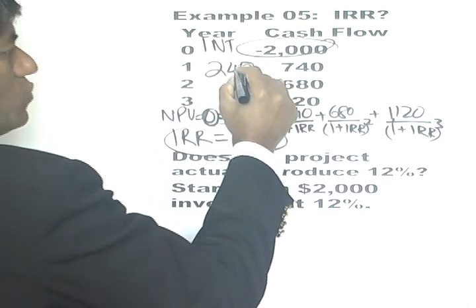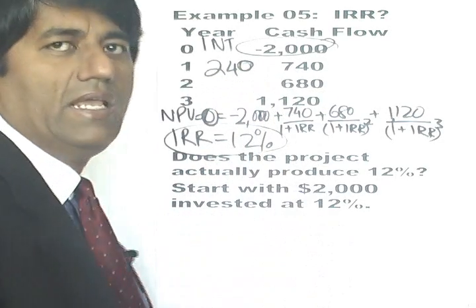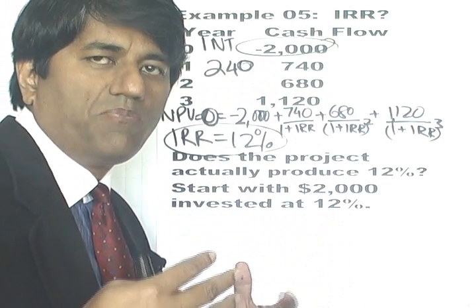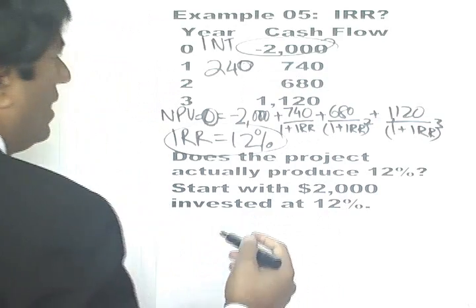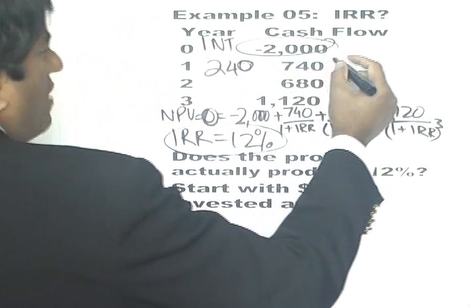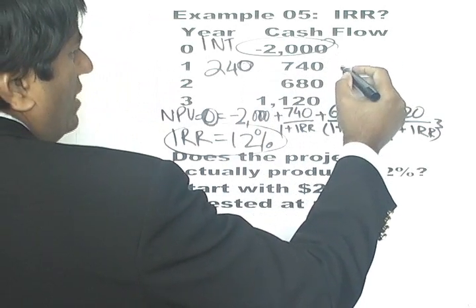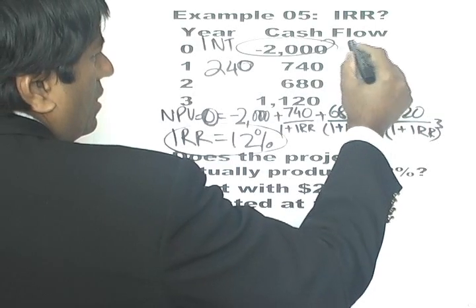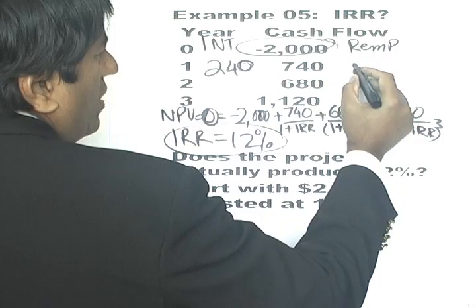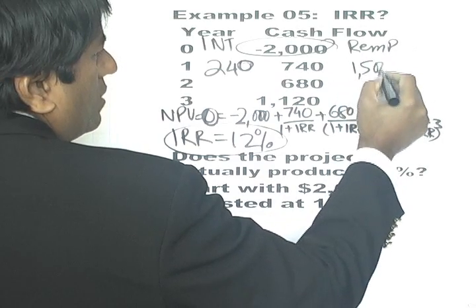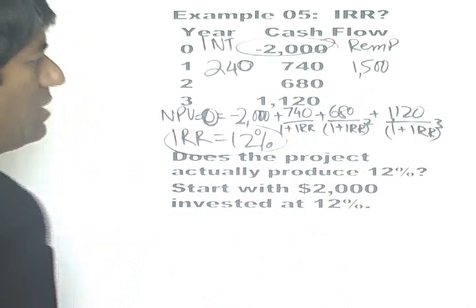Now, if your interest is 240 and you pay 740, then your principal reduction would be 740 minus 240. That would be equal to 500. So your remaining principal is going to be 1,500 after this payment has been made.